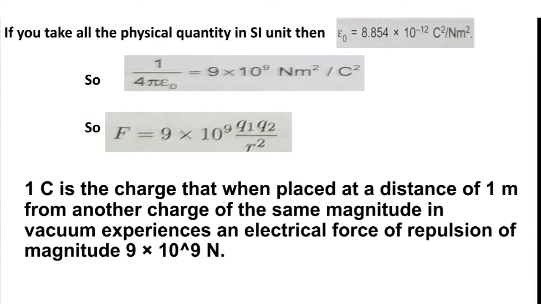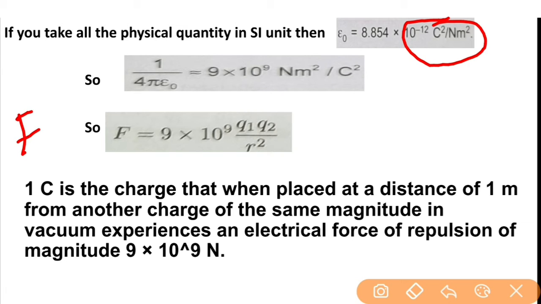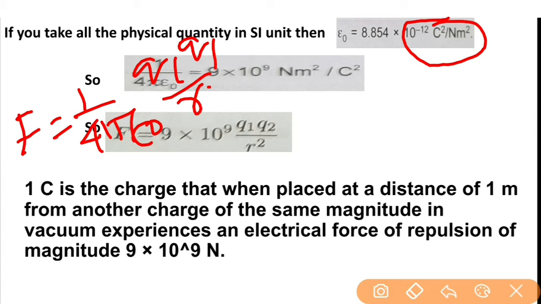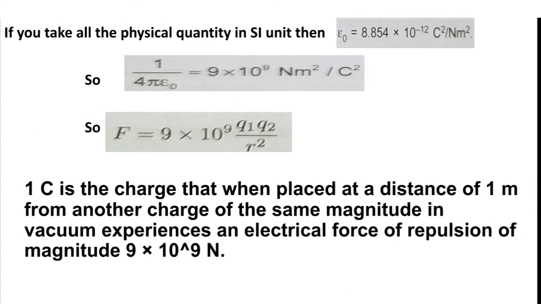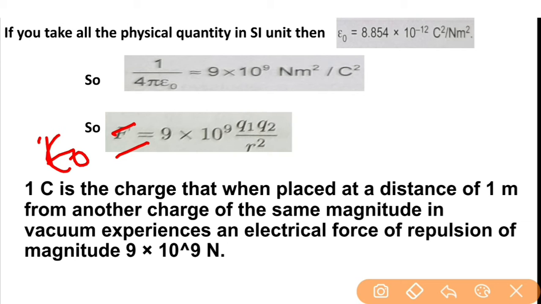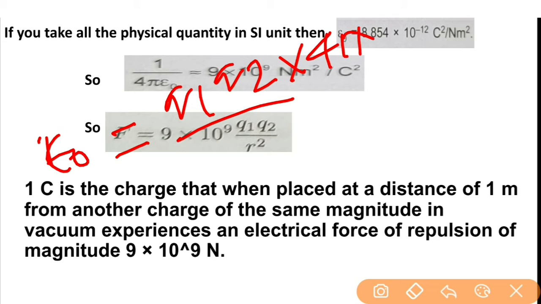Now we also get the unit of epsilon 0. From this equation, F equals 1 by 4 pi epsilon 0 Q1 Q2 by R square, epsilon 0 equals Q1 Q2 by 4 pi F into R square.